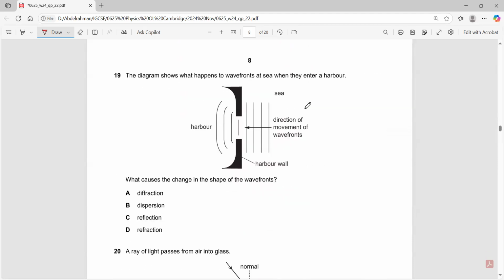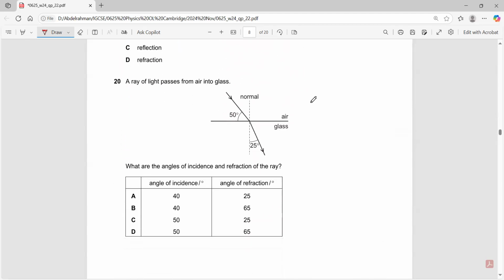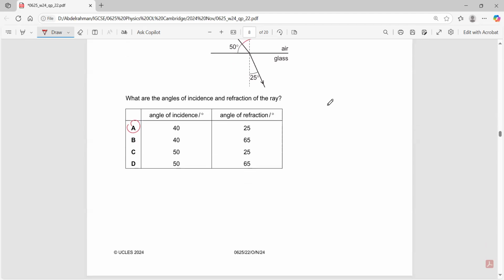What causes the change in the shape? The shape change would be diffraction. A ray of light passes from air into glass. The angle of incidence is 40. The angle of refraction is 25.